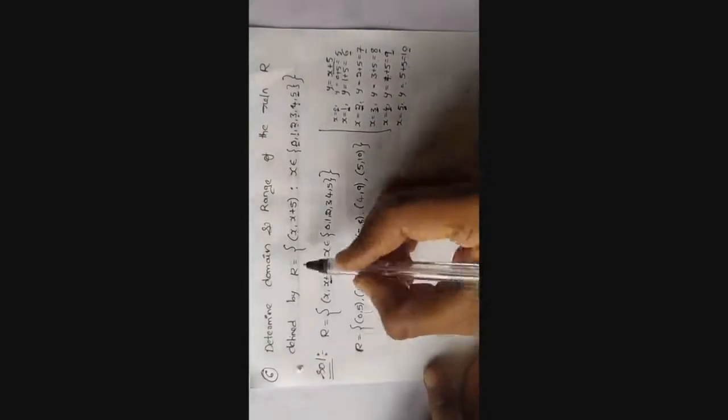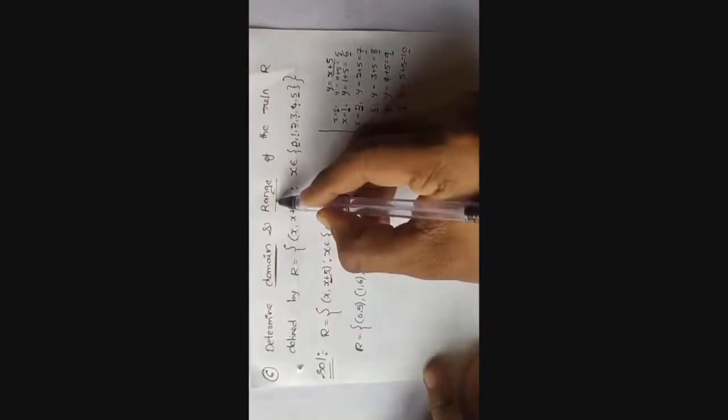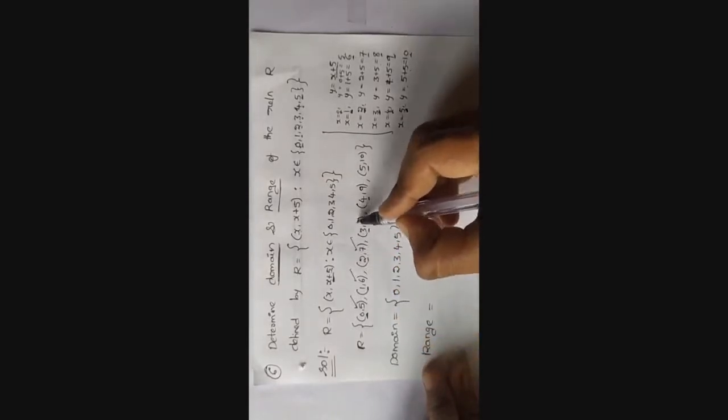We have to find the domain and range. There is no codomain. Let us find the domain. Domain equals the set of all first elements: 0, 1, 2, 3, 4, 5. What about range? Range is the second elements of the relation: 5, 6, 7, 8, 9, 10. Hence, it is the range. Do you understand?